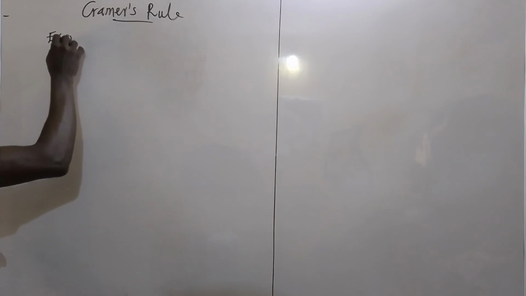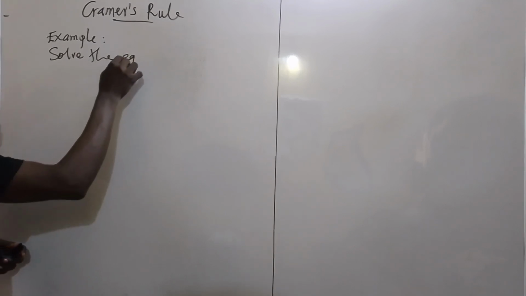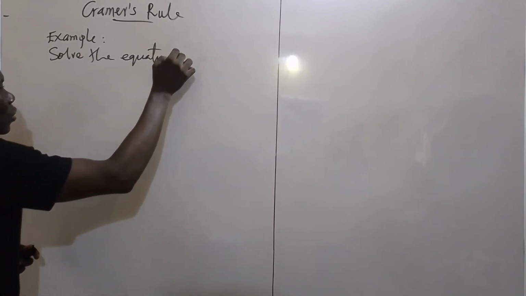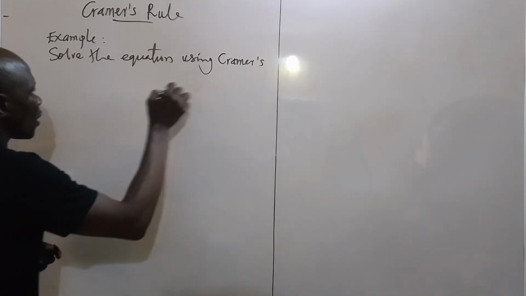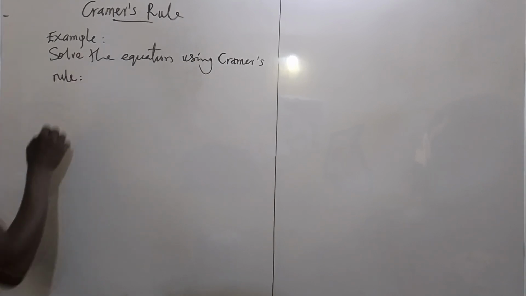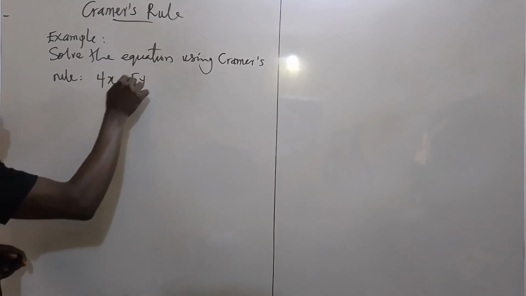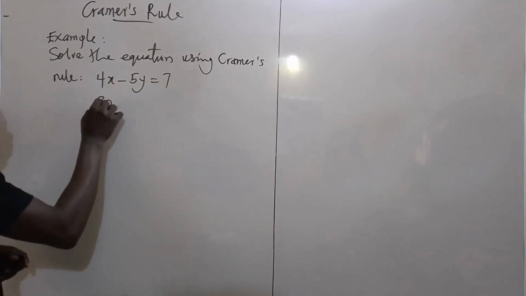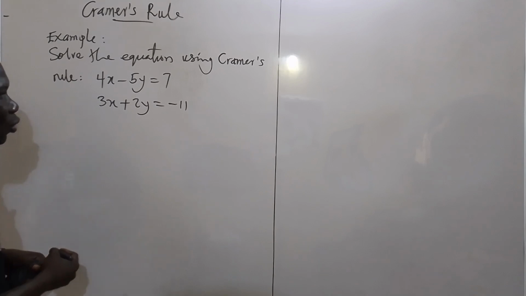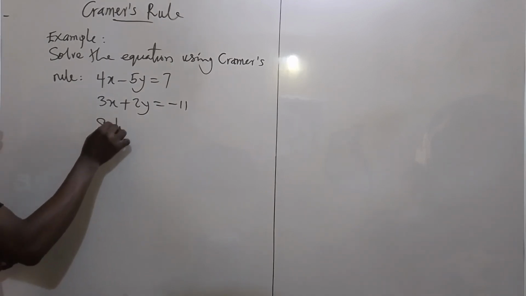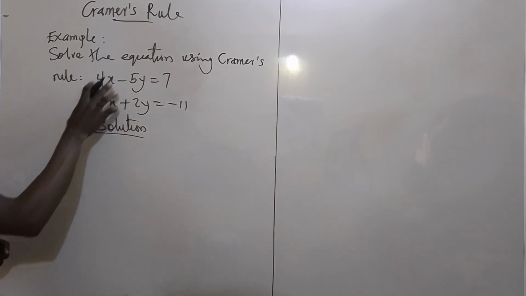As an example, we want to solve the equation using Cramer's rule. So let's say the problem we have is 4x minus 5y equals 7 and 3x plus 2y equals minus 11. Now all we need to do, like I said, is determinant. So we translate this problem into a matrix first.